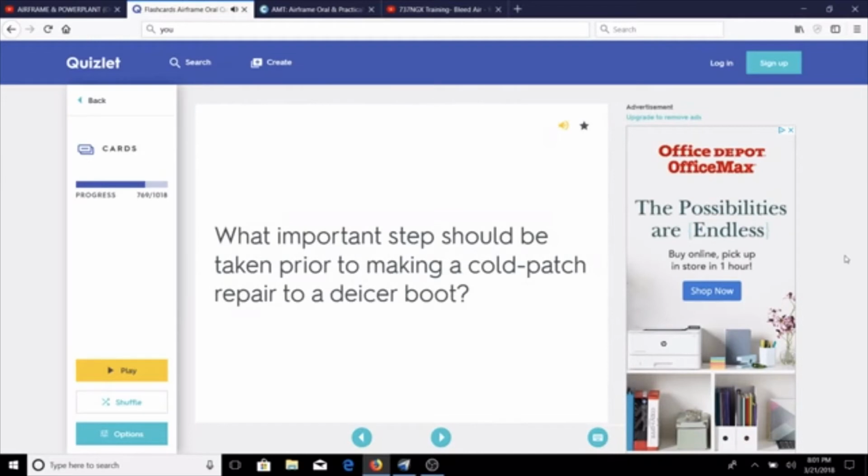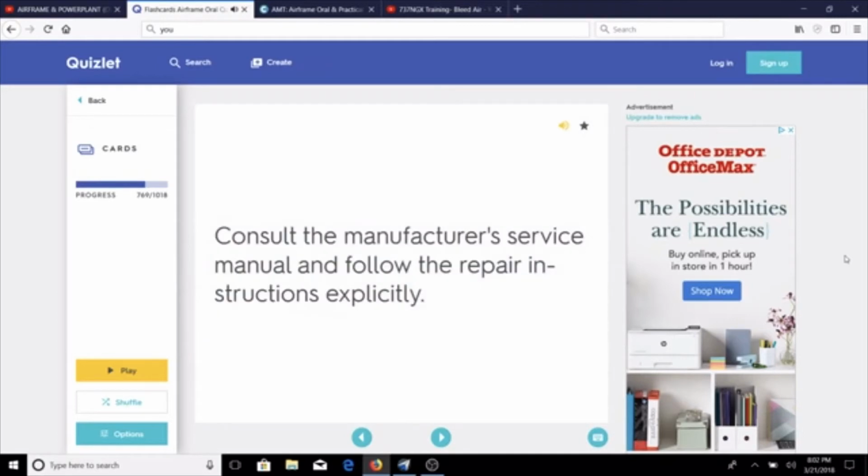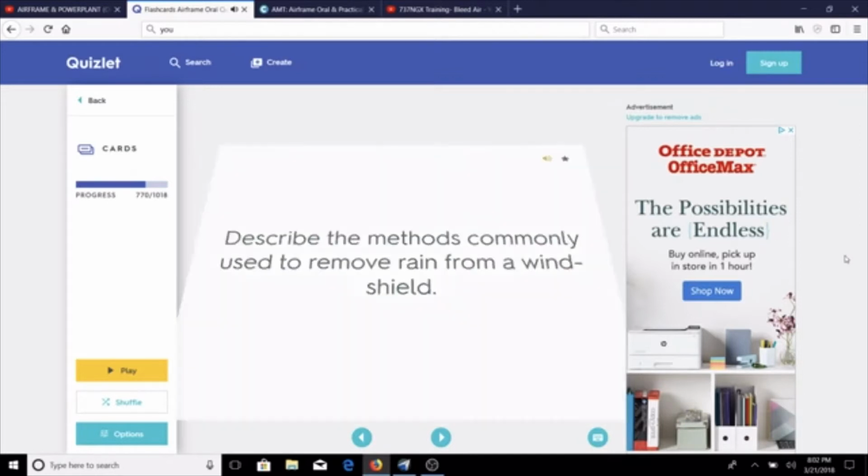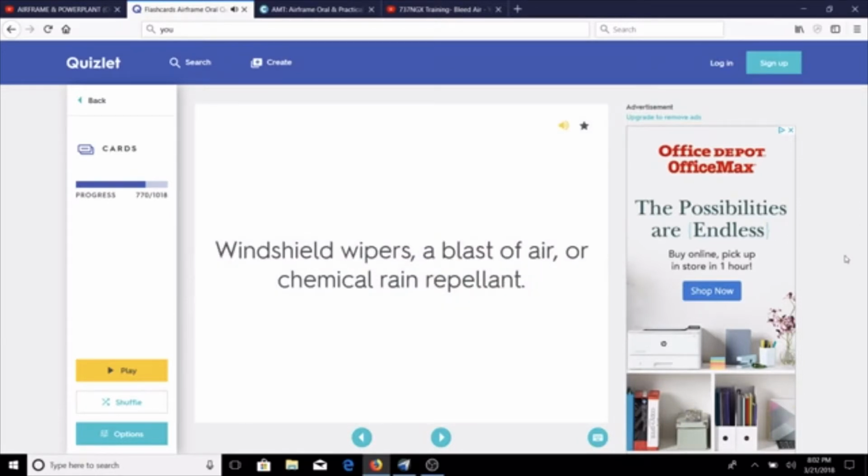What important steps should be taken prior to making a cold patch repair to a de-icer boot? Consult the manufacturer's service manual and follow the repair instructions explicitly. Describe the methods commonly used to remove rain from a windshield. Windshield wipers, a blast of air, or chemical rain repellent.